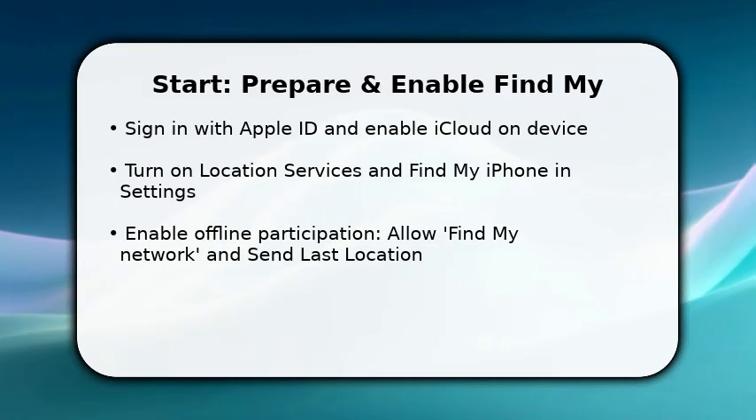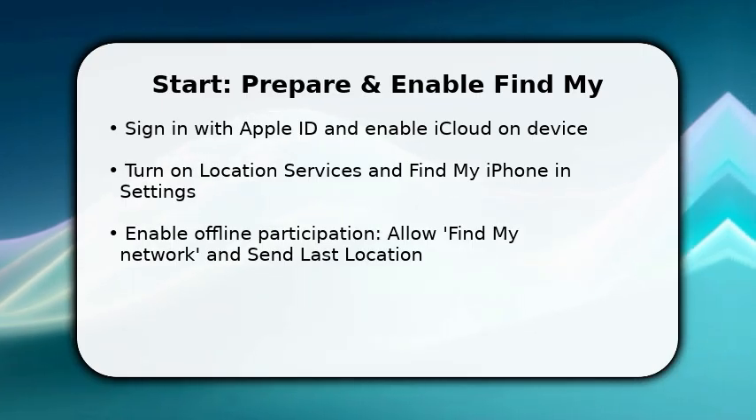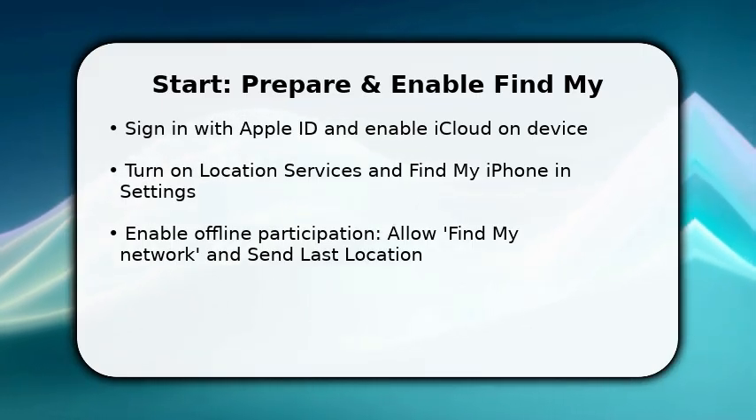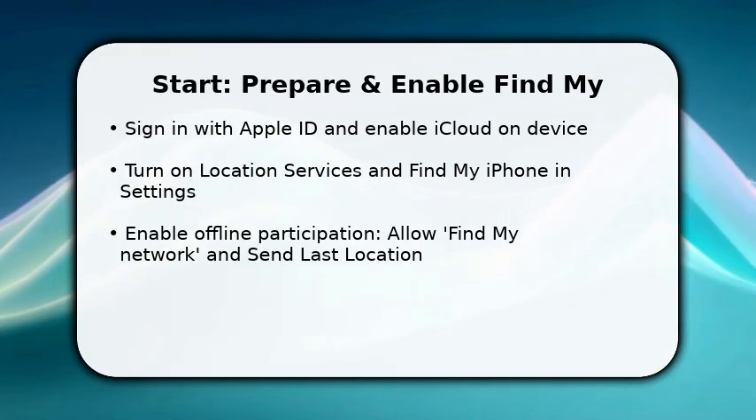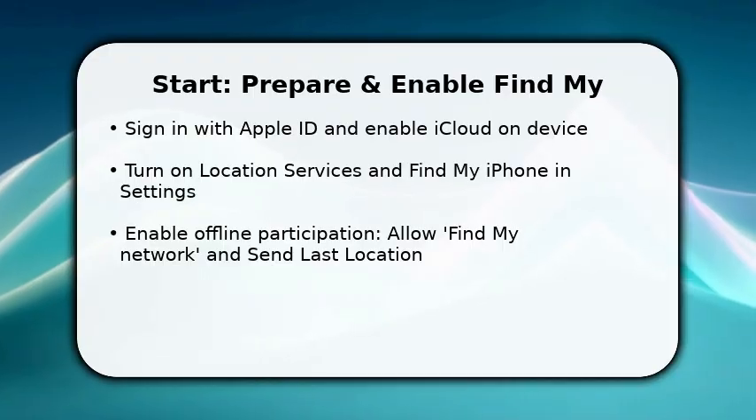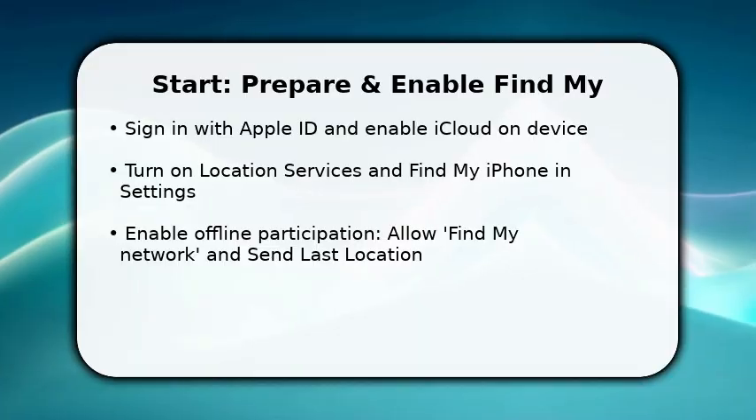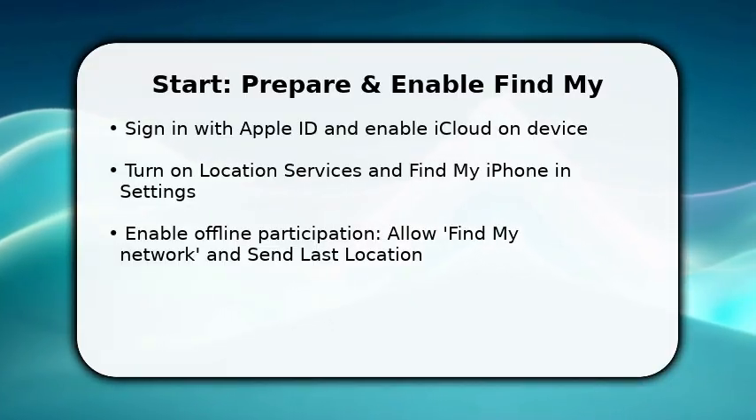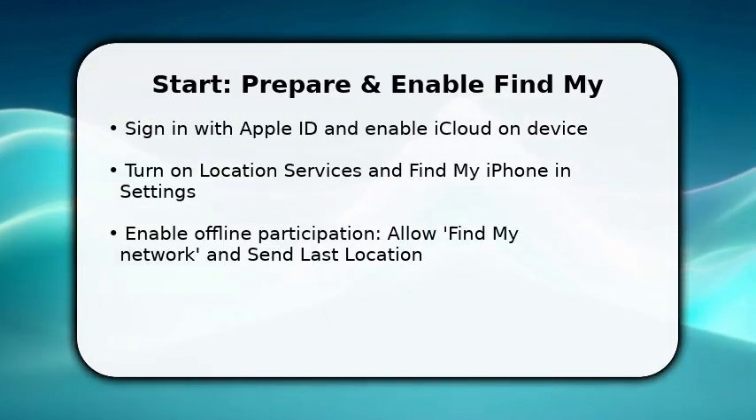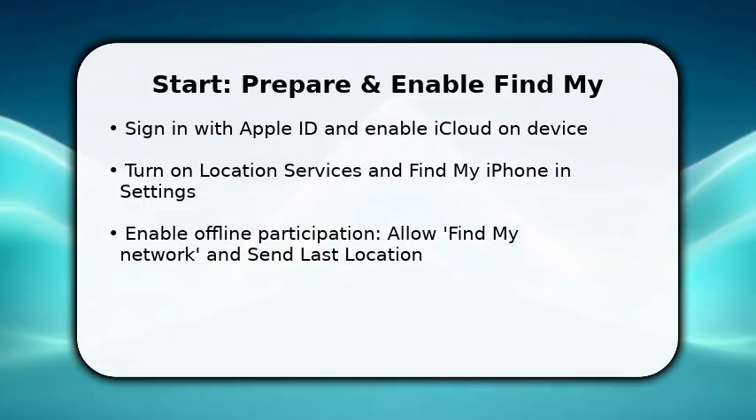You're starting straight away. Sign into iCloud and make sure location services are active because Find My relies on accurate GPS and network data. Once signed in, open Settings, tap your name, iCloud, Find My, and toggle Find My iPhone and Find My Network on. This lets nearby Apple devices anonymously relay location. Make sure Send Last Location is enabled so your device reports before power loss, and allow necessary permission.